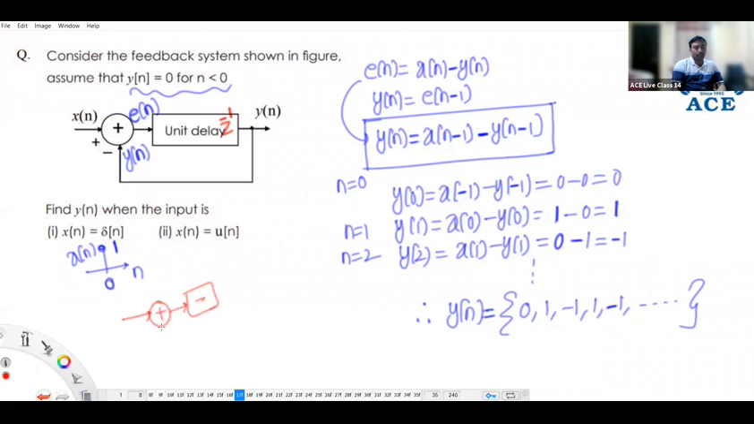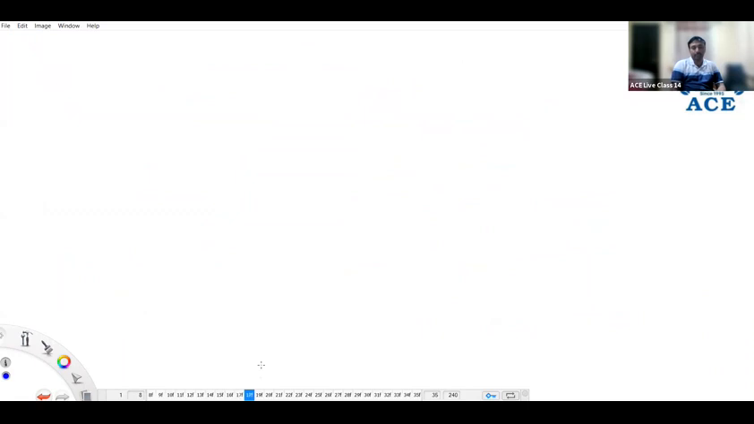Unit delay is represented as Z inverse. It is a negative feedback system, so G and H control it. What is the logic? G by 1 plus GH. I am solving it in the next slide, sir.